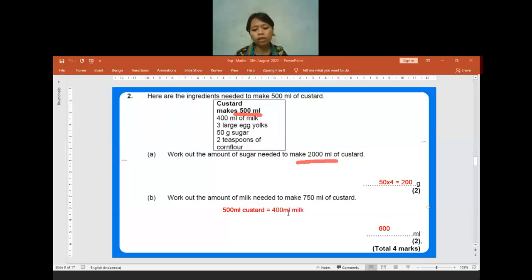If 750, maybe to make it easier, we can find the 250 first, because 500 divided by 2, we will have 250. So we will divide it by 2 also, it will be equal to 200 milliliters of milk. So later when it is 750, we just need to multiply it by 3. 200 times 3 will be equal to 600 milliliters of milk. Is there anyone having any question or getting confused?